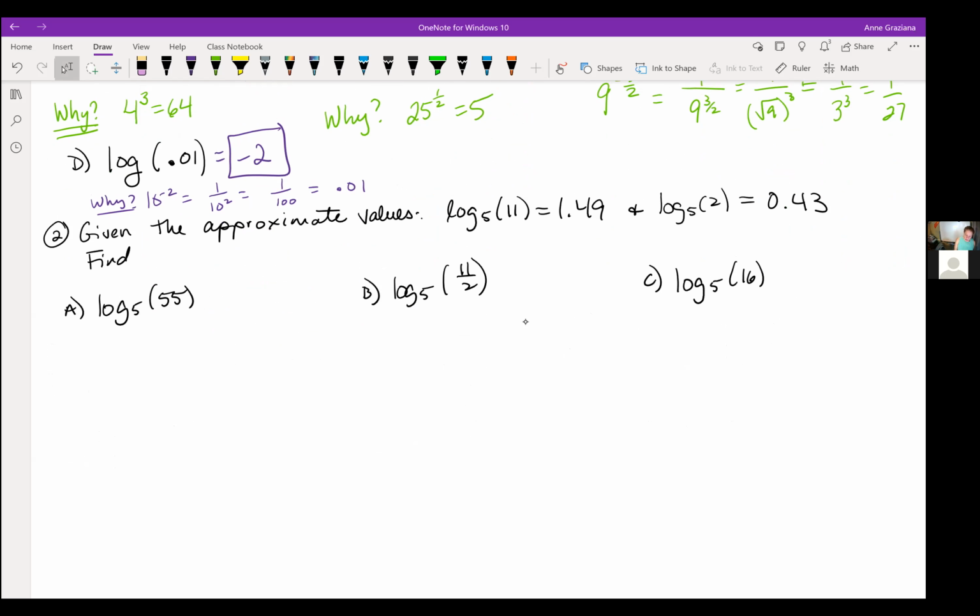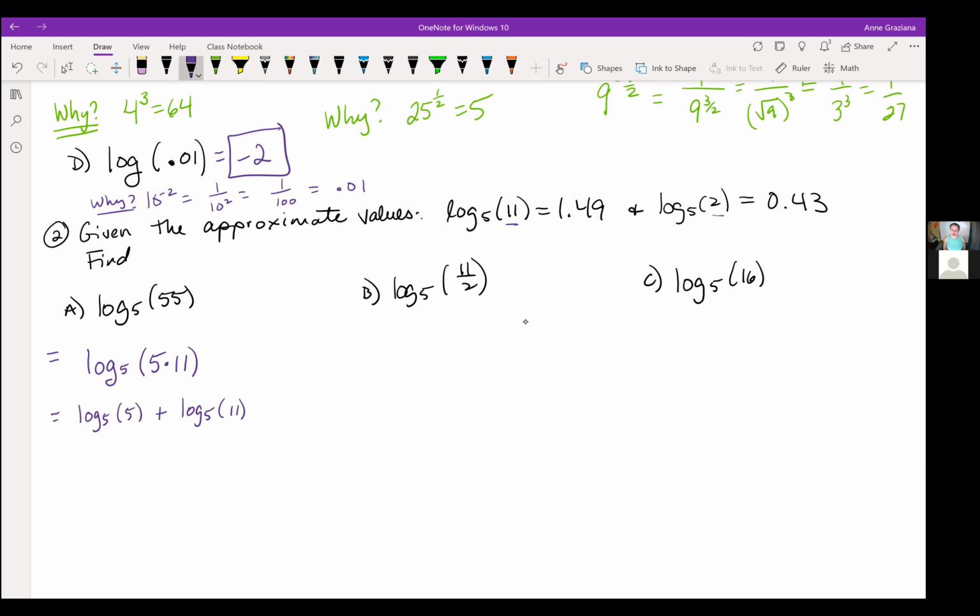So I have log base 5 using 11 and 2. Now, did anybody come up with a way to rewrite 55 that would be helpful? That is right. 11 and 5 is what I'm seeing in the chat. Nicely done. So let's write this as log base 5 of 5 times 11. And then we use the product property, split that up. So log base 5 of 5 plus log base 5 of 11.